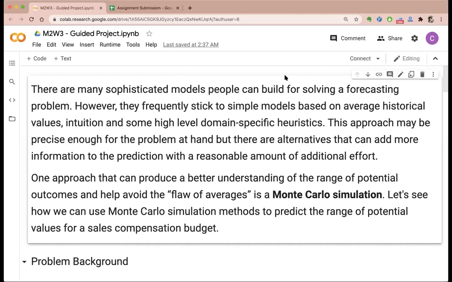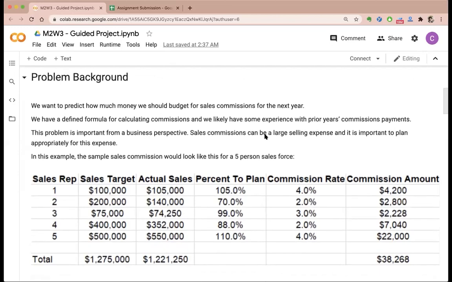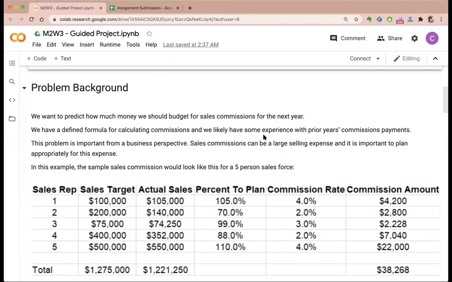So today's problem, let's see today's problem. We want to predict how much money we should budget for sales commissions for the next year.